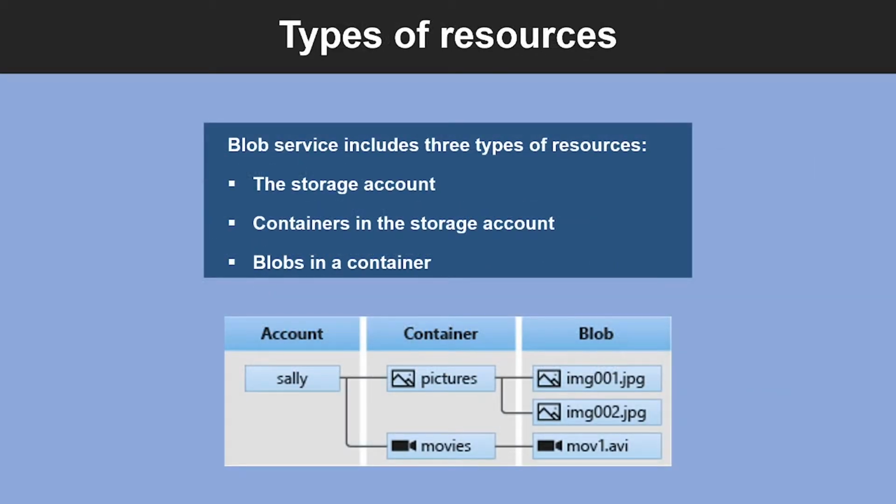And blob storage offers three types of resources. The first one is a storage account. The second resource is the container in the storage account. And the third resource is the blob in a container. This is an example diagram which shows the relationship between these resources. So within the storage account, you can group as many blobs as needed in a container.